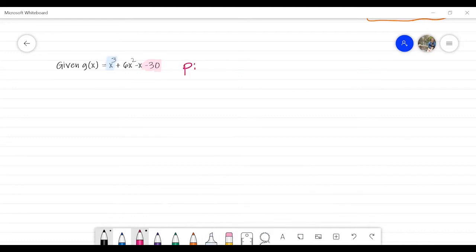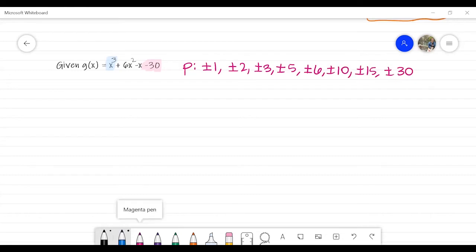So values of p, well, factors of 30 are plus or minus 1, 2, 3, 5, 6, 10, 15, and 30. It's a fairly long list, especially compared to other examples that we've seen. But the nice piece of that is our candidates for Q are just 1, because this is just a 1 sitting in front of that, right? So even though P is a longer list, Q is really short.